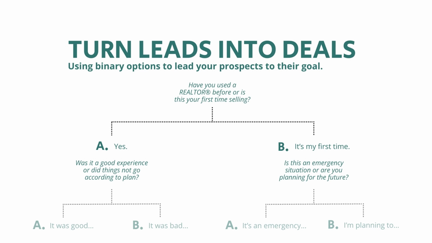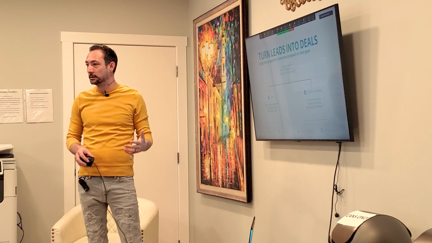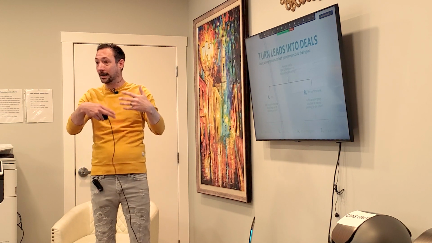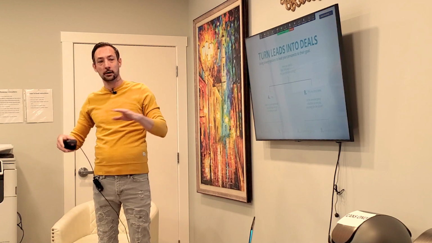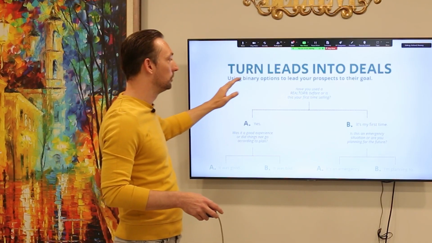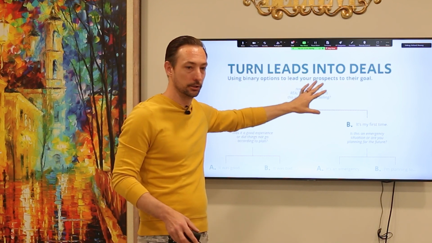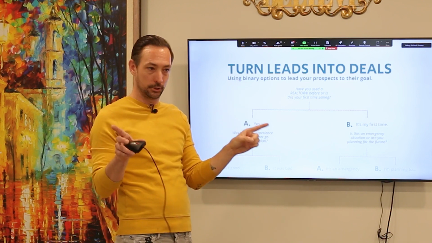And then we take those leads and we turn them into deals by actually getting on the phone with them or getting in touch with them, creating opportunities for us to get to know them, ask them questions, and then build rapport with them. One system that we use that works really well is a binary options sales system. Essentially, you create a question that only has two options.